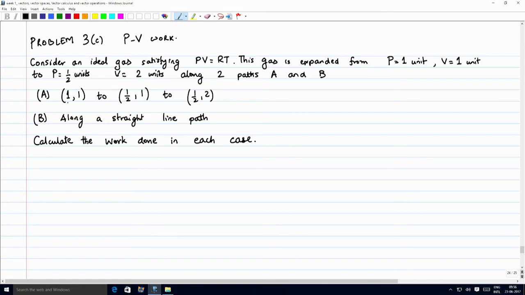So, the first path is you go from P equal to 1, V equal to 1 to P equal to half, V equal to 1, and then you go from P equal to half, V equal to 1 to P equal to half, V equal to 2, and the second path is a straight line path. So, what will the straight line path look like? Let me just show this on a figure. Let us say V on this axis and P on this axis. Now, you are going from the point 1, 1 to the point where V equal to 2 and P equal to half.